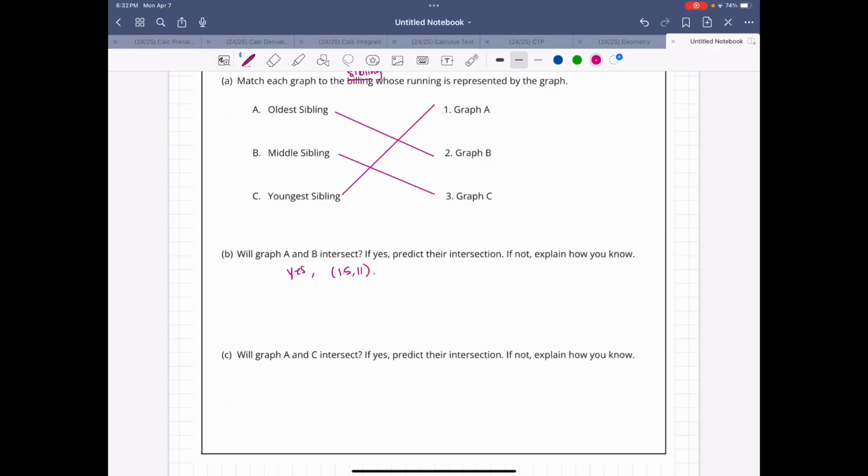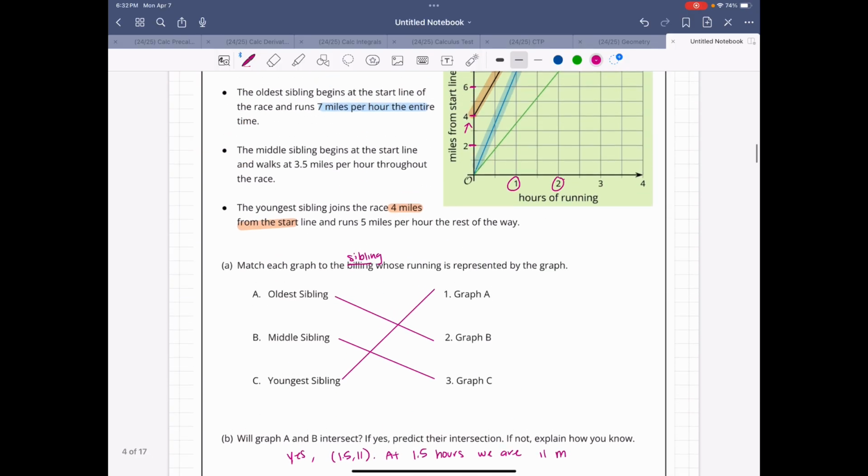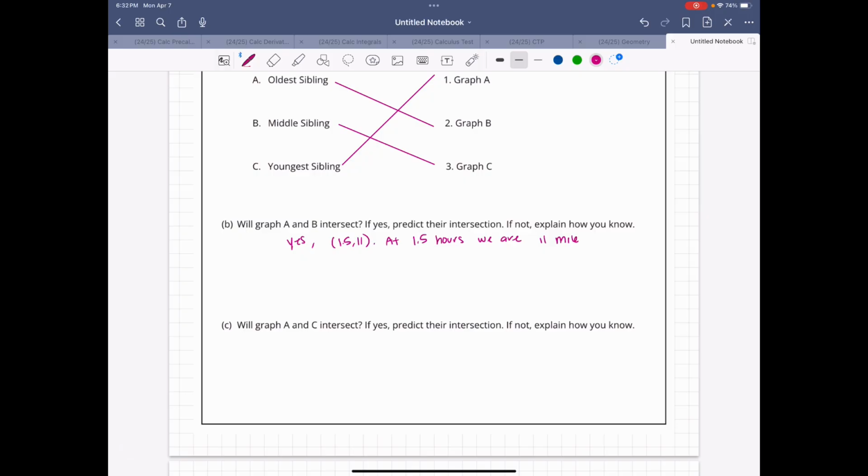And I'm going to go ahead and interpret that as a sentence. At 1.5 hours, we are 11, is it miles? Let's see. Yep, miles from the start line.